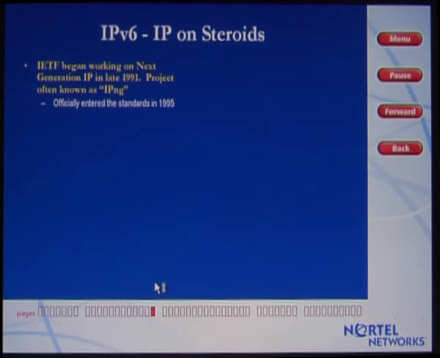The IETF began working on an IP update in 1991. What was finally hammered out was IP version 6, often known by its project name of IP Next Generation, or IPNG. The protocol was officially entered into the standards track in 1995.